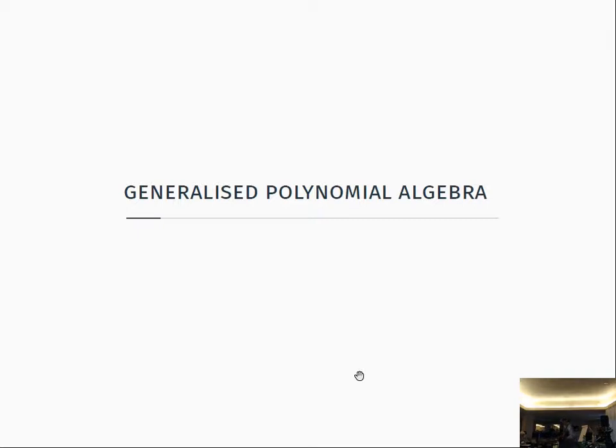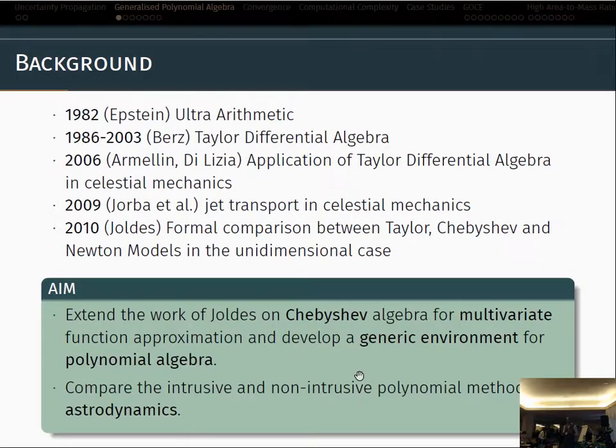So, let's say that I don't know which algebra I want to use, I just want to use an algebra, and this means that I don't want to use necessarily Taylor polynomials, I want to use any type of polynomial. And this is quite useful because in some cases, some polynomials have properties that are very interesting when you propagate uncertainty.